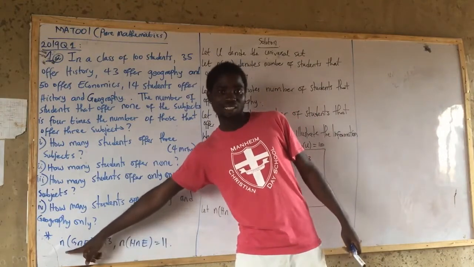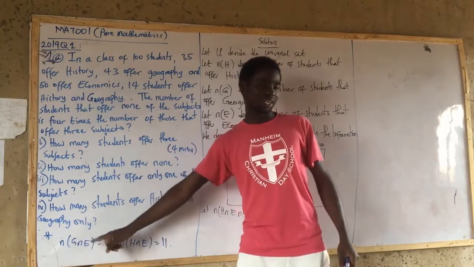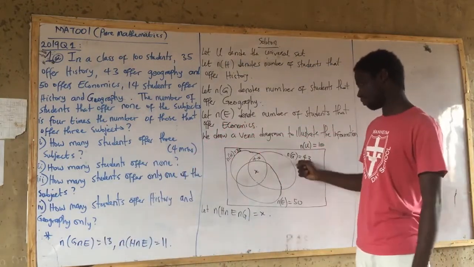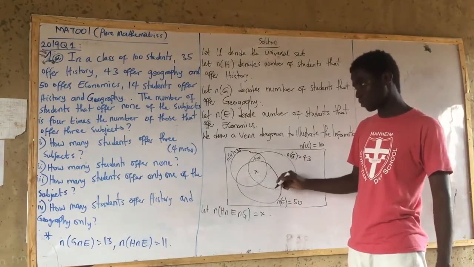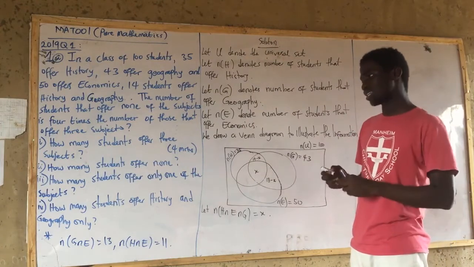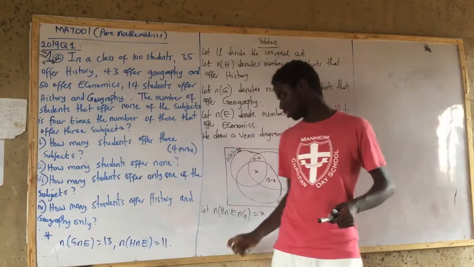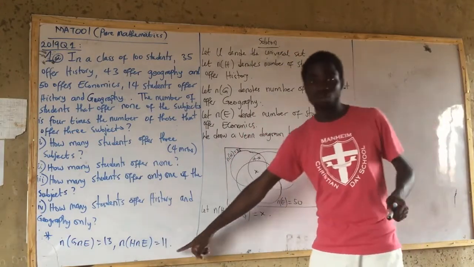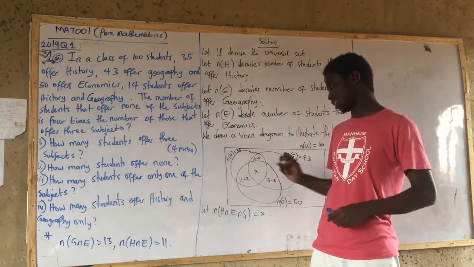13 students offer geography and economics. So 13 students offer geography and economics. This is geography and this is economics. 13, you will be subtracting what is at the middle from it. 13 minus x. Then lastly, 11 students offer history and economics. History and economics, 11 of them. So I have 11 minus x.